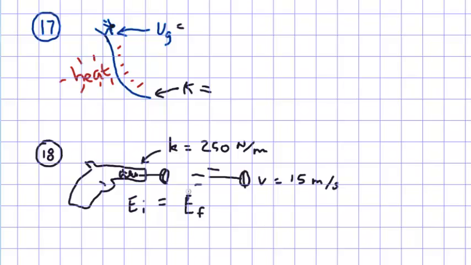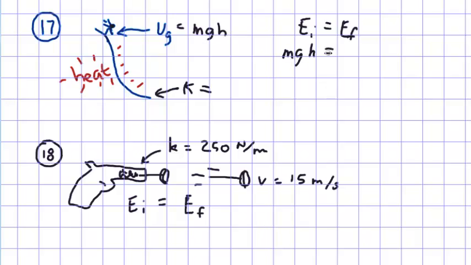On question 17, we've got a girl sliding down a slide, and we have the existence of heat, which we haven't dealt with too much. But the idea is still going to be the same, that the initial energy will equal the final energy. Initially, we're at rest, presumably at the top of the slide, and all we have is gravity energy, mgh. So that's our initial energy.